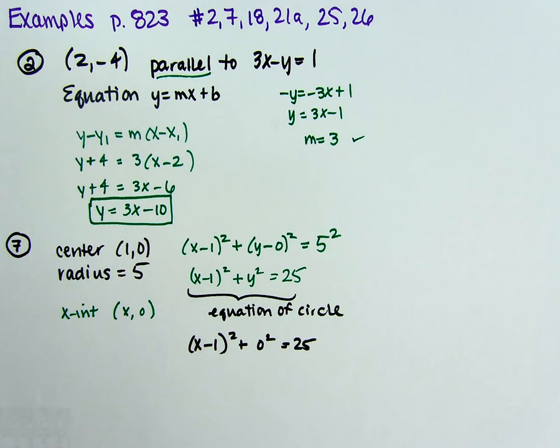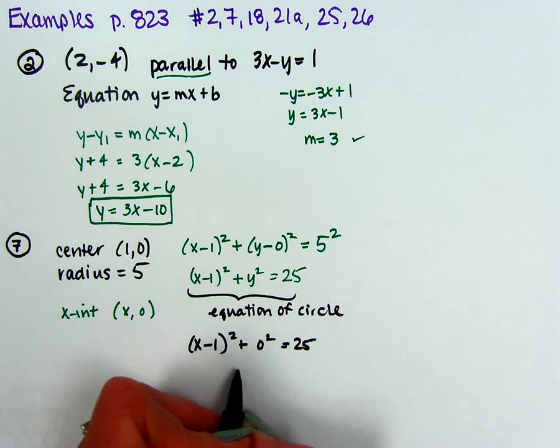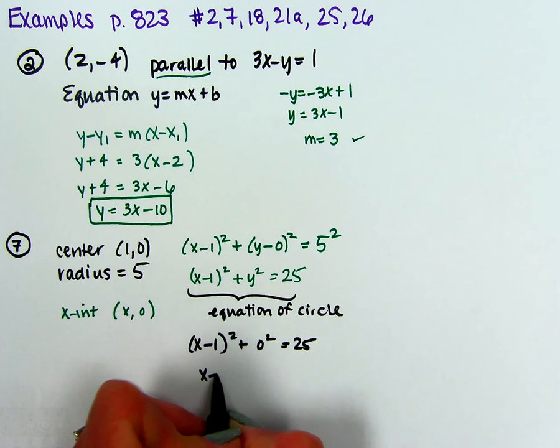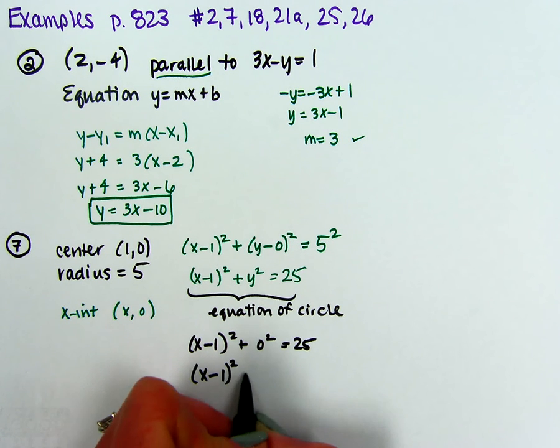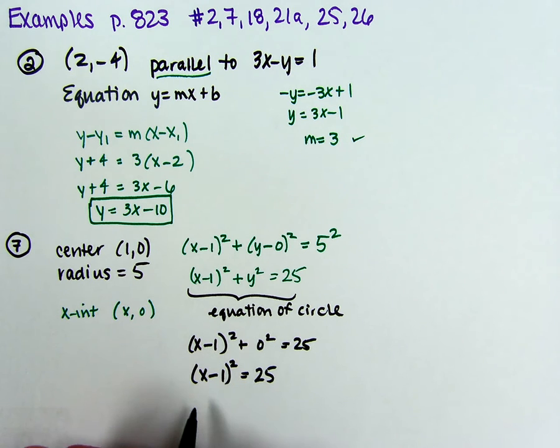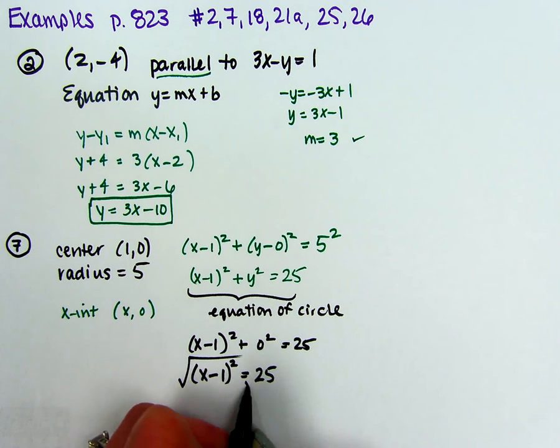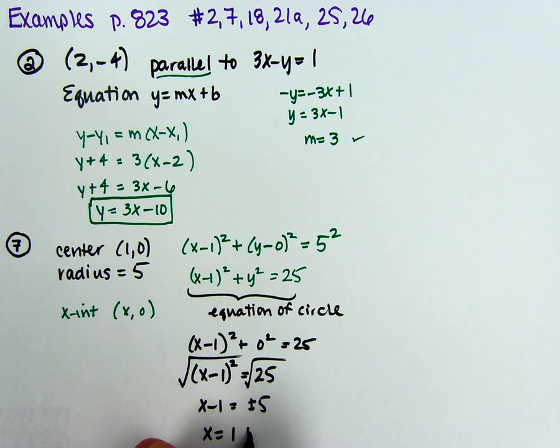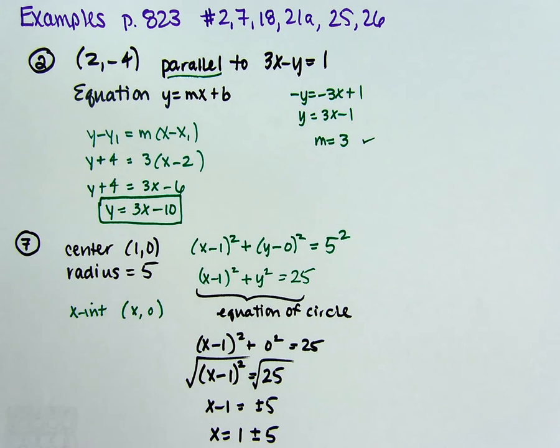And now I just need to solve. So what we could do, we could complete the square. No, we could take the square root. That's what I mean to say. If I take the square root, I get x minus 1 equals plus or minus 5. So I get either 1 plus 5 or 1 minus 5, which means I get 6 or -4. All right, so I have 2 x-intercepts. One x-intercept is at 6, and the other one is at -4.